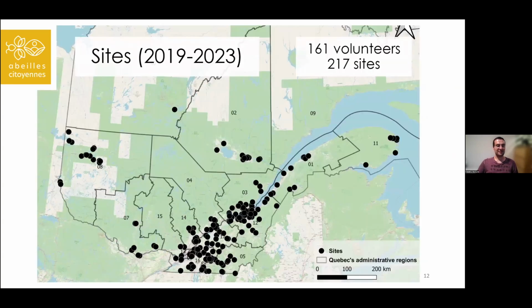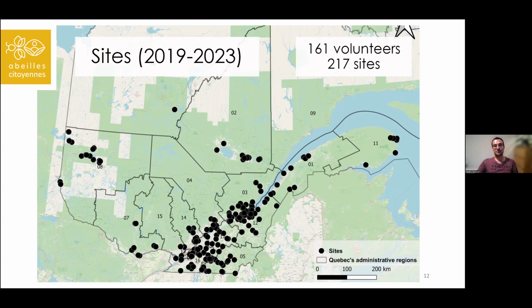Here you have the map of all the sites from 2019 to 2023. The sites from this summer are lacking on the map. We didn't process all the information yet. However, you can see region number 9, the Côte-Nord, was the only region that was lacking volunteers in the project, but we have volunteers from this region this summer. So we now cover the whole province of Quebec.